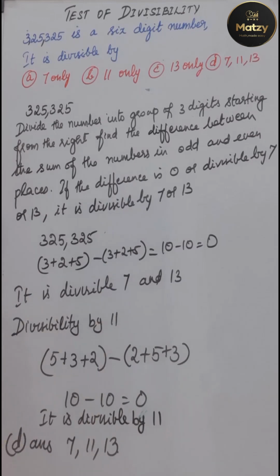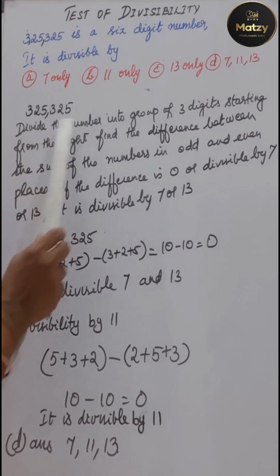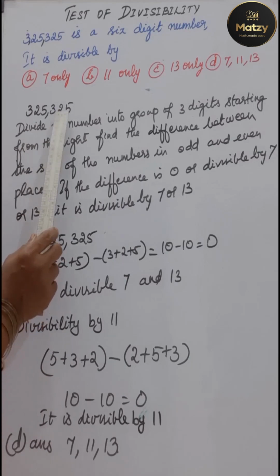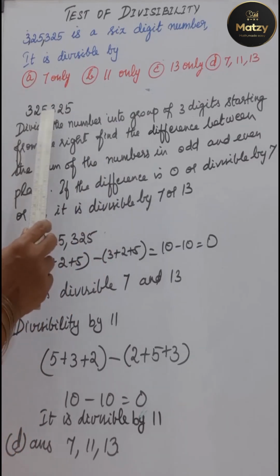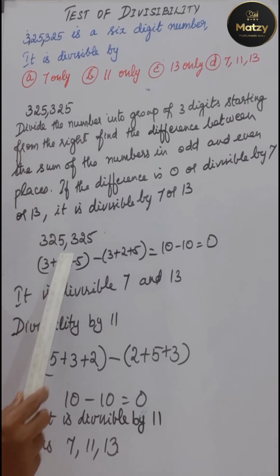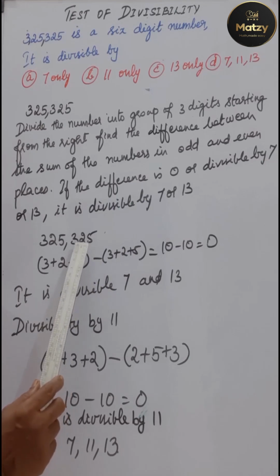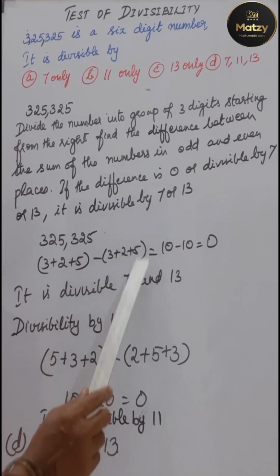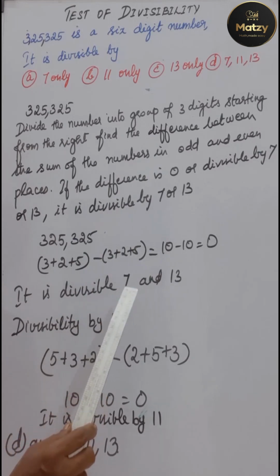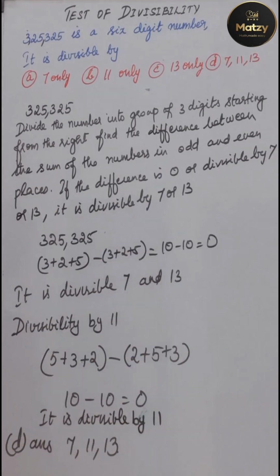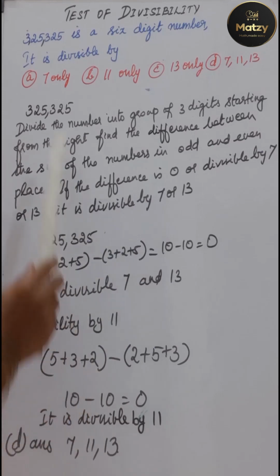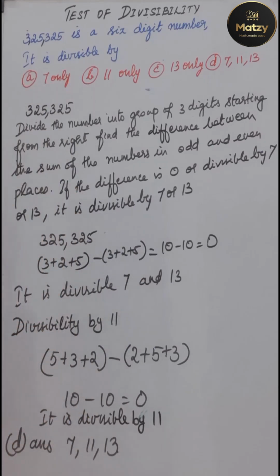That is the concept. See, I am dividing the number into 2 groups, because this is a 6-digit number, no? If you arrange 3 digits each, I am getting 2 groups only. So, I am adding the digits 3 plus 2 plus 5, again minus 3 plus 2 plus 5, because you have to find out the difference. So 10 minus 10 is equal to 0, I got. So this 3,25,325 is divisible by 7 and also it is divisible by 13.